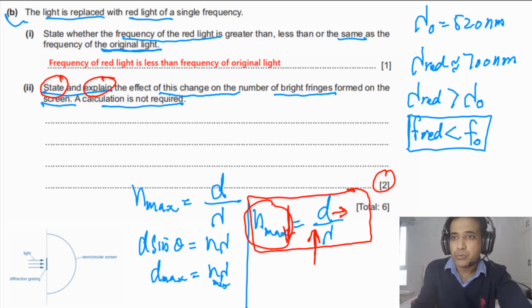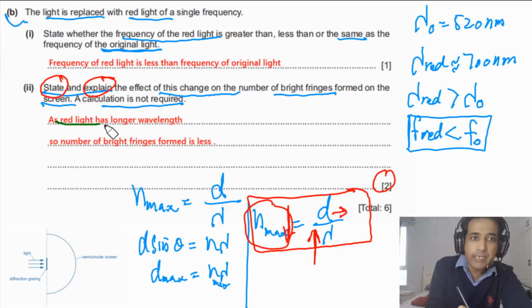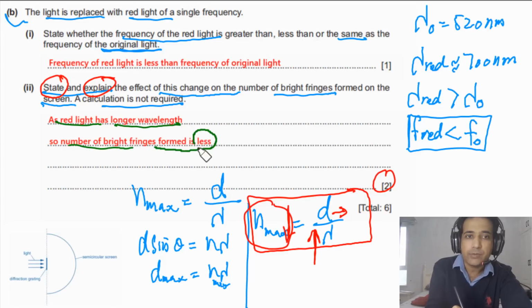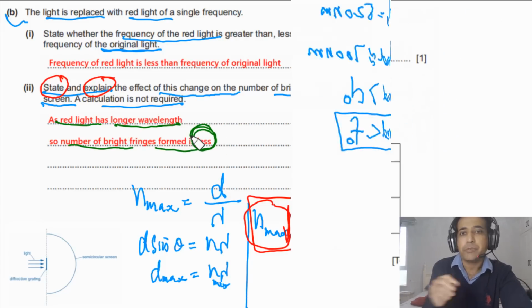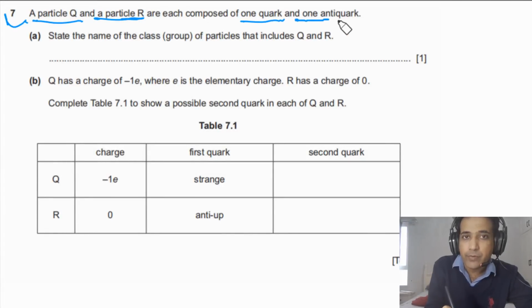Now let me show you how you can write down the answer. In the answer you have to mention 2 points. Red light has a longer wavelength, so the number of bright fringes is less. So the number of bright fringes decreases.